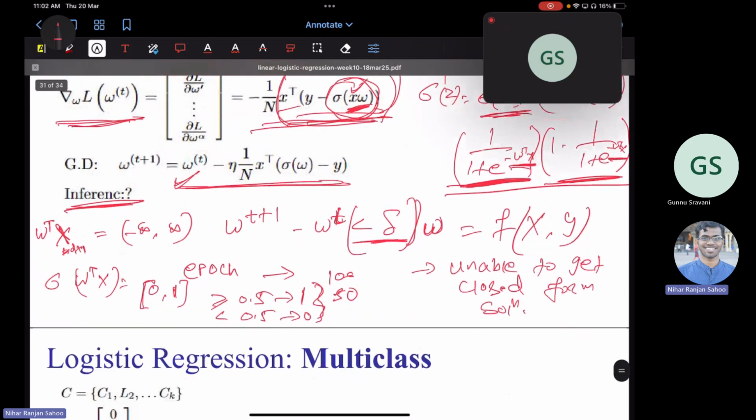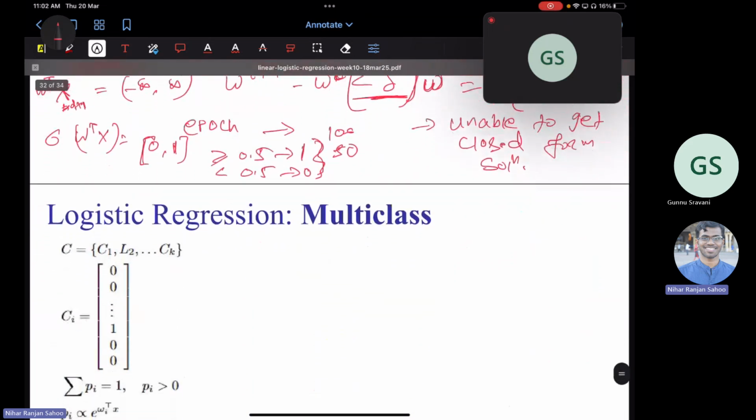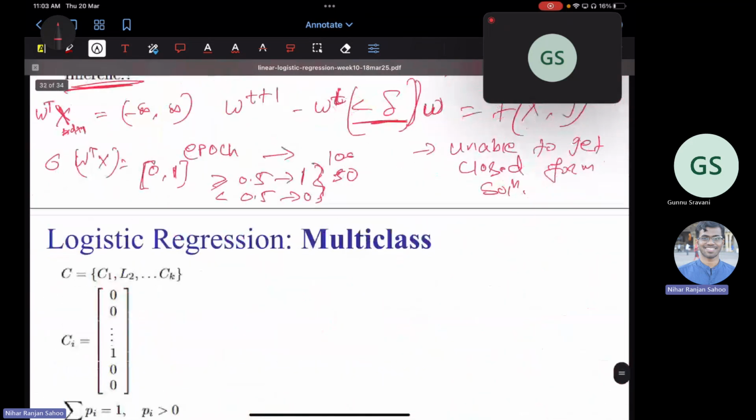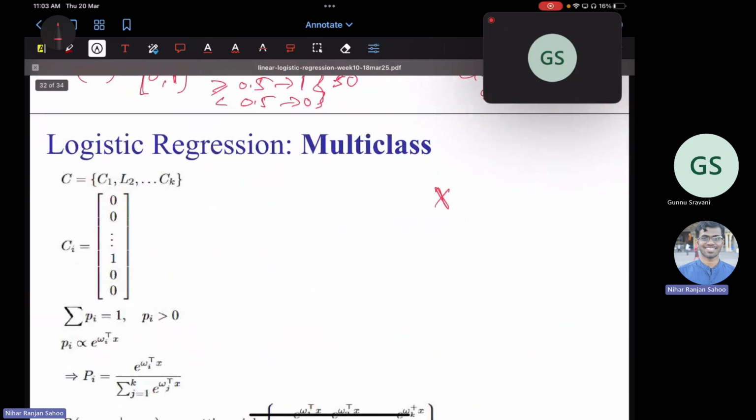Now we'll see what we have to do for multiclass. So in the binary case, what happened? We had the input X that is D dimension, D cross 1. You are multiplying with a single parameter vector that gives us a single real number. That we apply sigmoid to, converting it into a probability between 0 to 1.